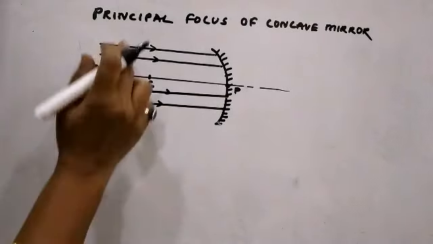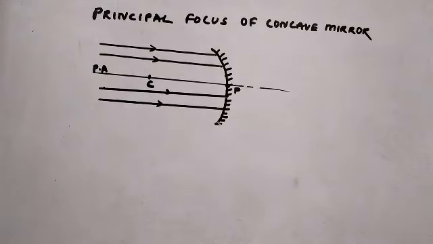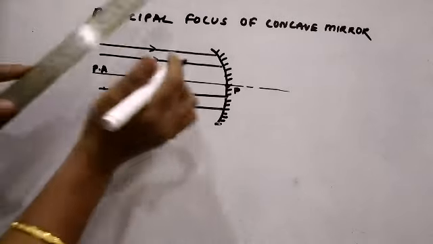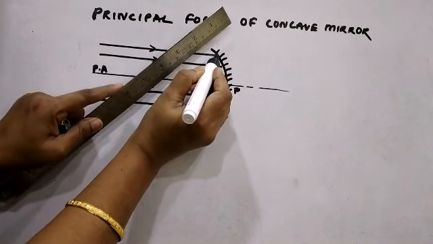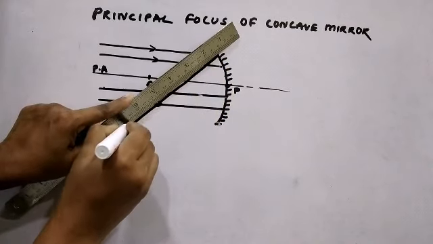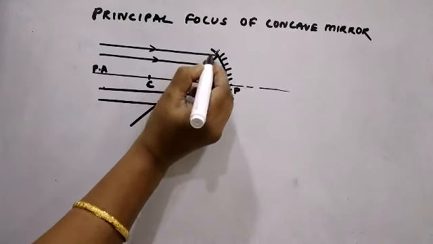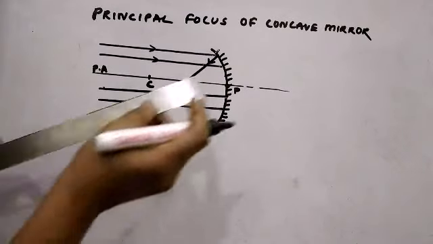Now these rays which are parallel to the principal axis and incident on the concave mirror are called incident light rays. If the light rays are incident, according to the laws of reflection, the rays of light will get reflected. See, this is the point where the ray of light is falling on the mirror. After reflection from the mirror, the ray of light is turning in the downward direction. So I will show an arrow mark like this.